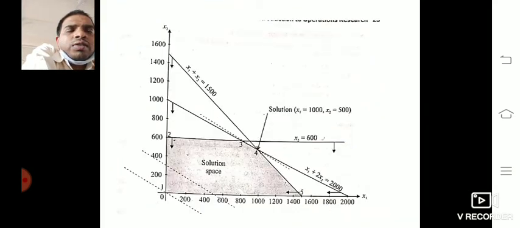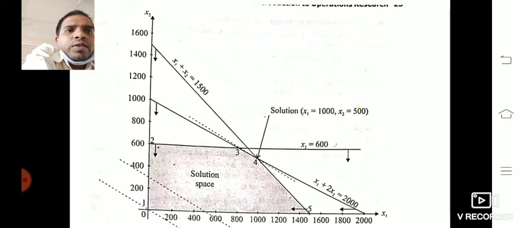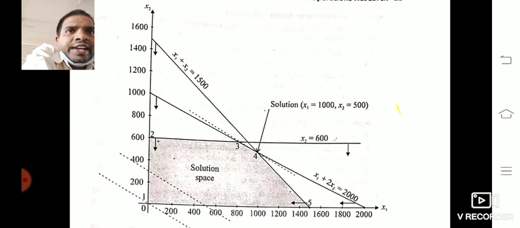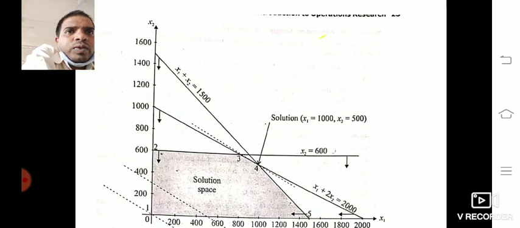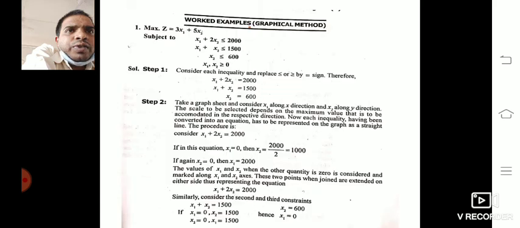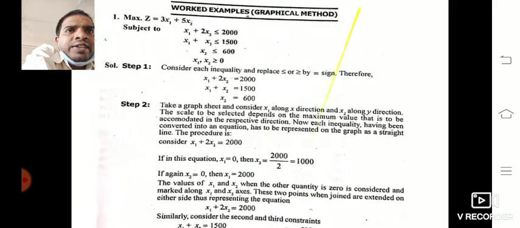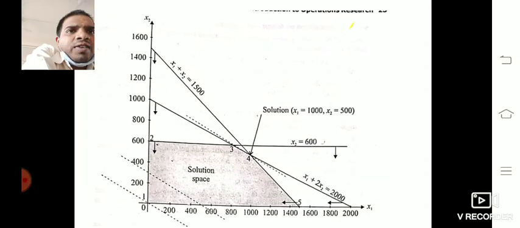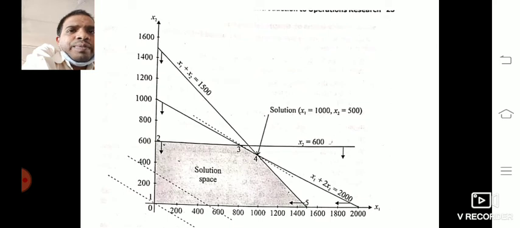Now go on to plot the graph. Draw x1 along the x-axis and x2 along the y-axis. Take a scale according to your convenience. Here the constraint values are 2000, 1500, 600, so you can take the scale according to your convenience. You can take 1 centimeter equals 200 units, because the maximum values go up to 2000.